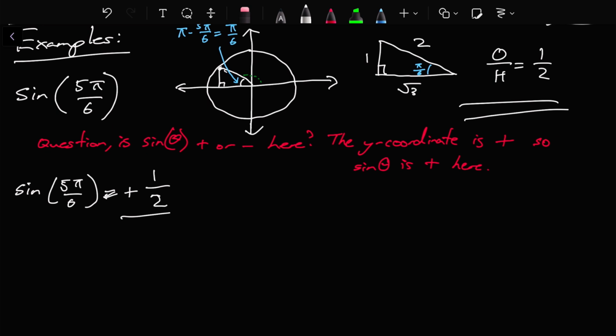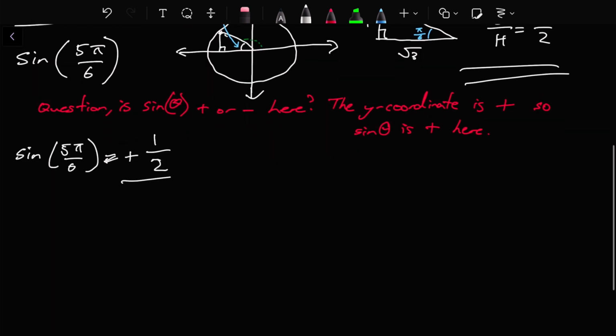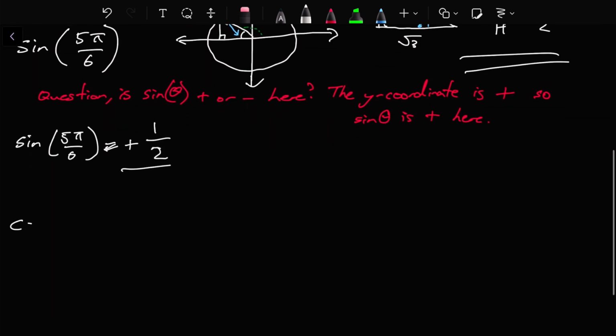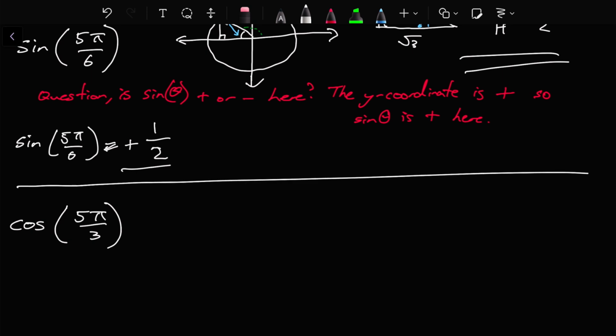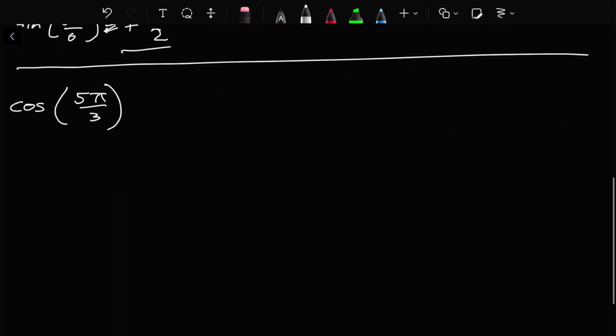All right, let's do another one. So let's now do the cosine of 5 pi on 3. Okay. Again, let's draw our circle.